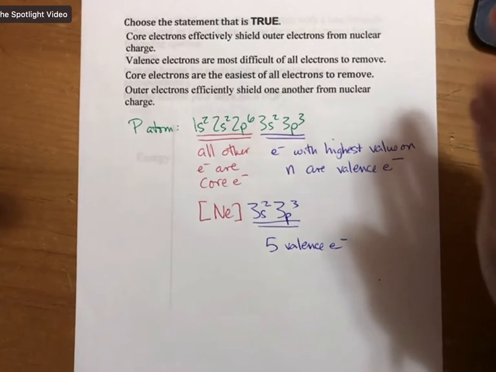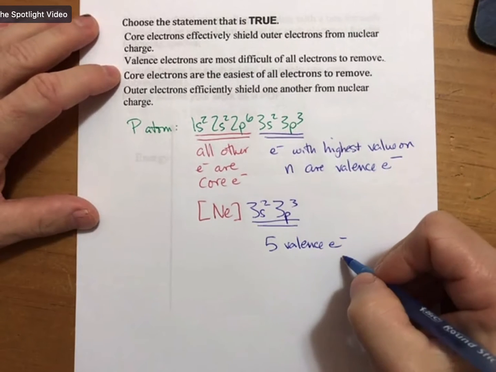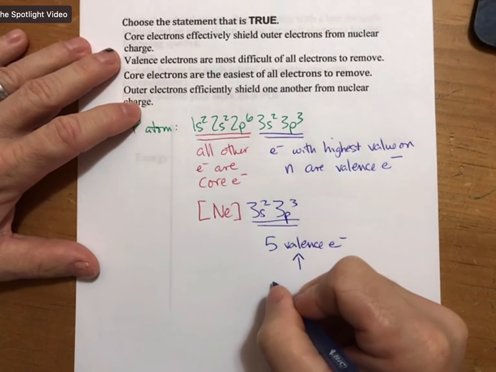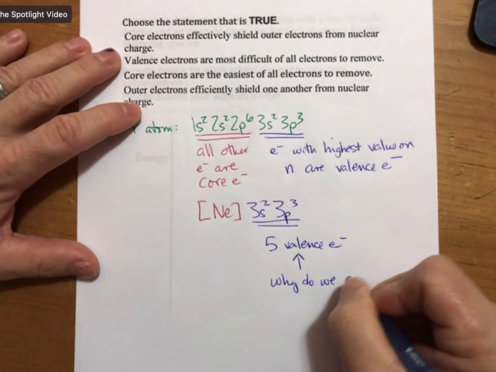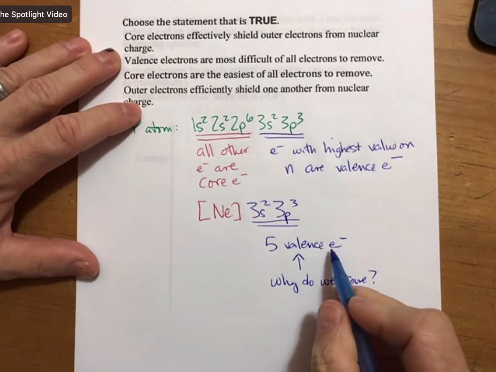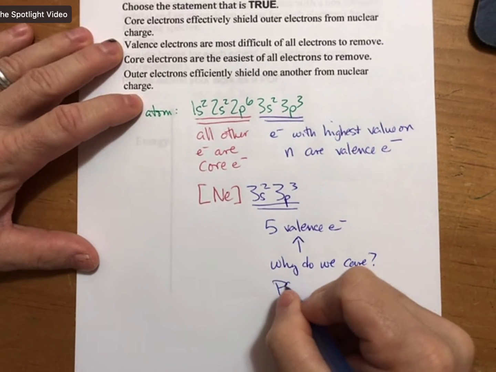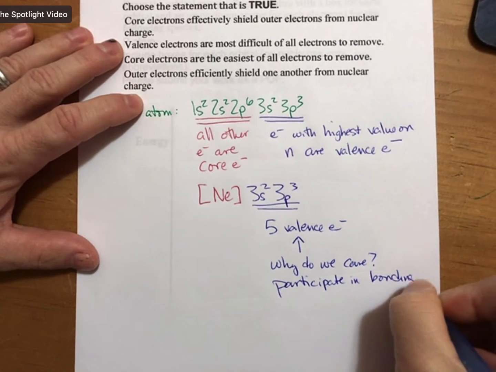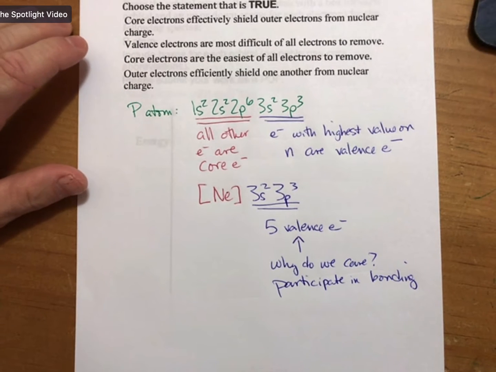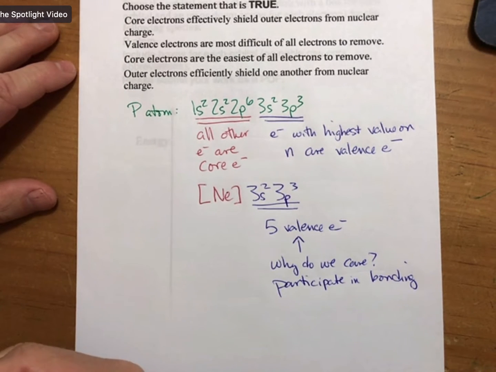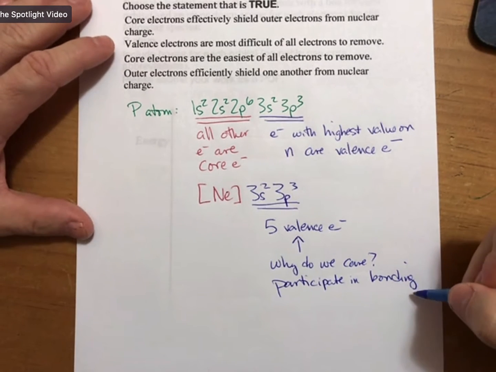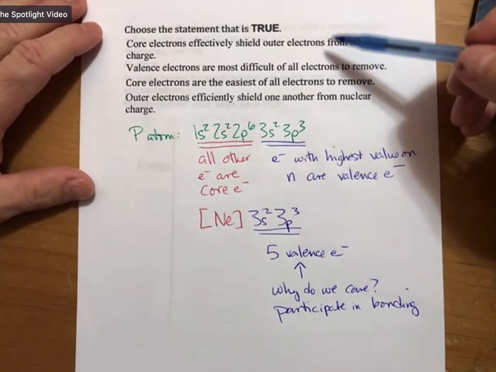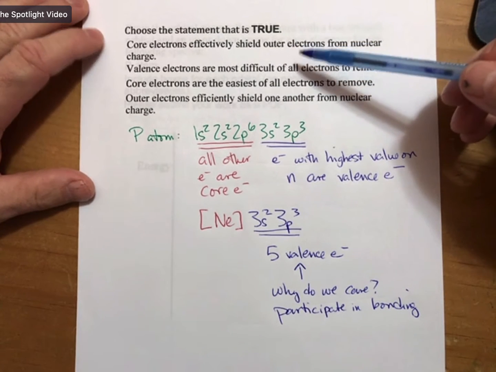Okay, and why do we care about valence electrons? The valence electrons participate in bonding. So I'll just note, why do we care? Because valence electrons participate in bonding. And it's hard to imagine, we haven't really talked about bonding yet, but we will. But that's why we're building up to it. Okay, so jump in anytime if you have any questions. Otherwise, I might actually try and answer this question now.